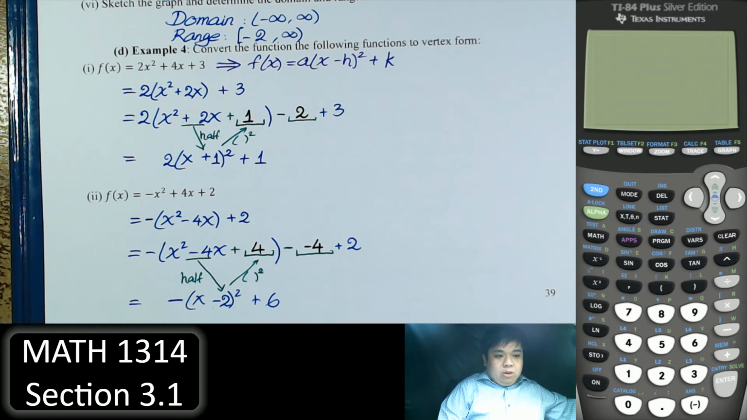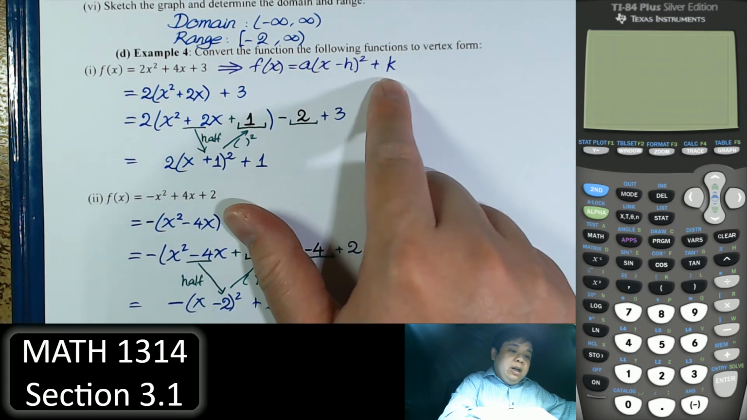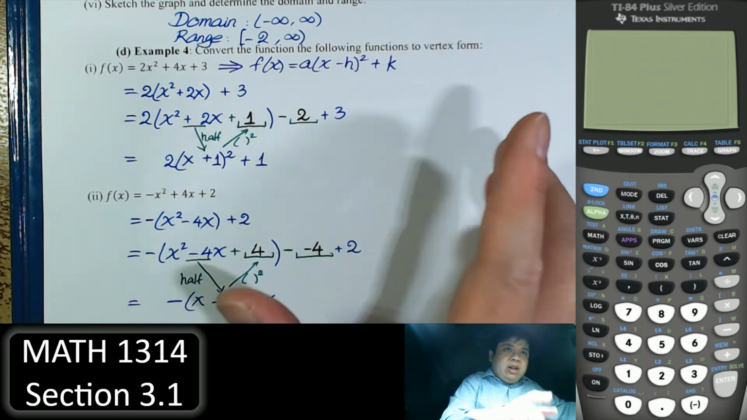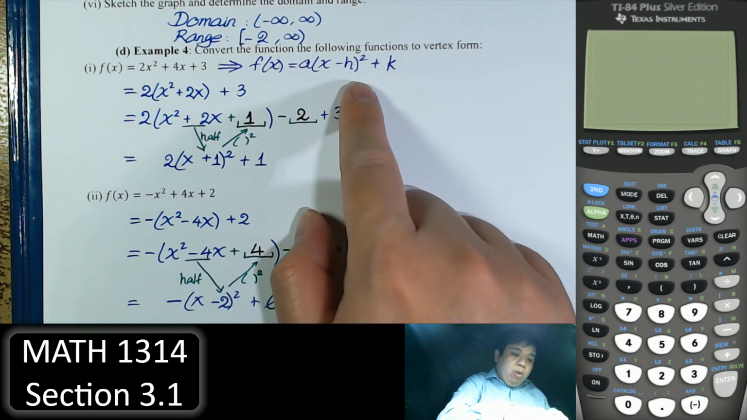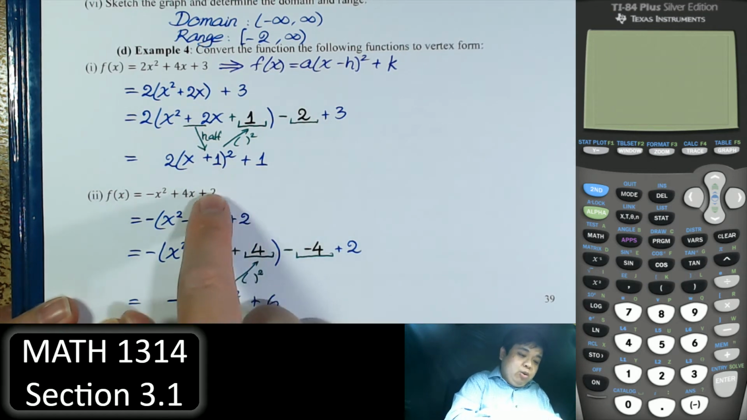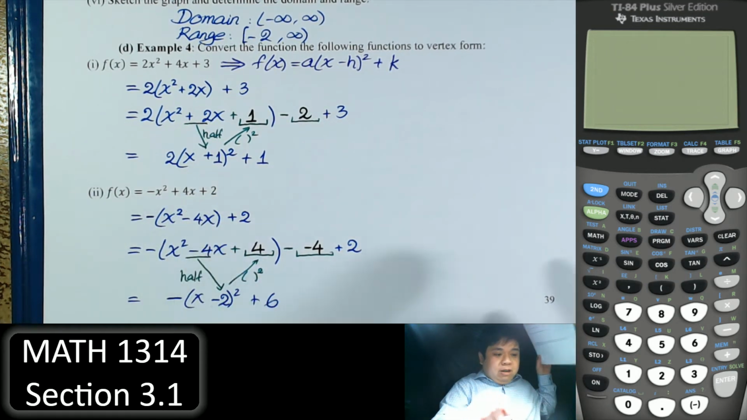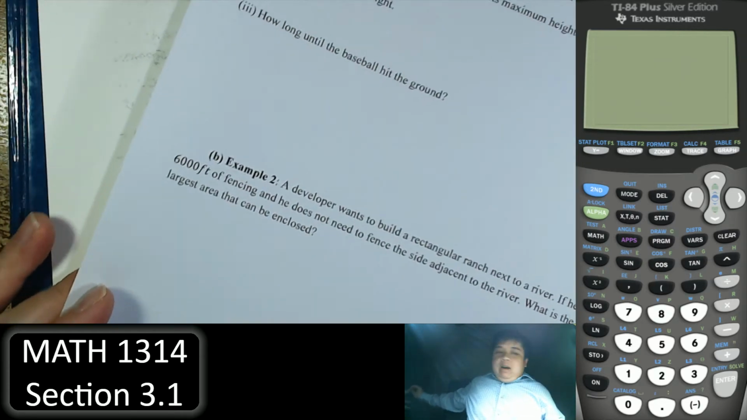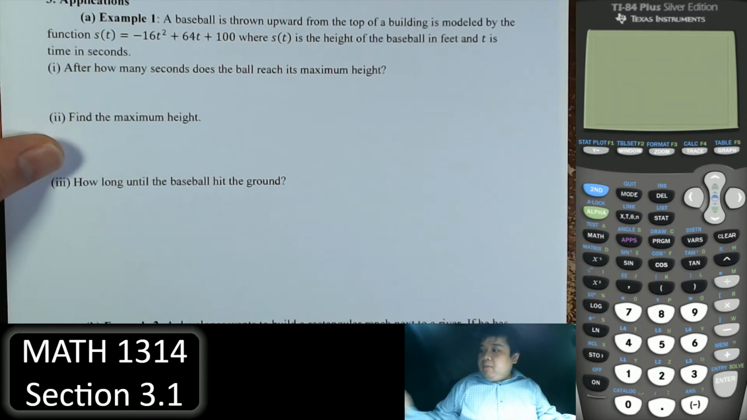Right, so that is where we go from the general form to the vertex form. From the vertex form to the general form, the other way around is easy. Just multiply it out and then simplify. We should get back to that form. Right, now let's do some applications.